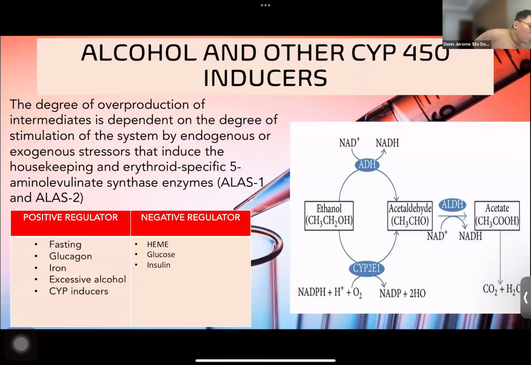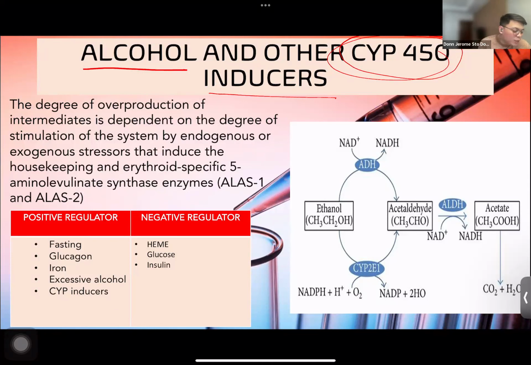Let's now discuss alcohol and other CYP 450 inducers. In exams, no, sa exam, and in clinics, no, pag naging doctors na kayo, patients with porphyria would usually come to the emergency department, no, or to your clinic with attacks of porphyria after binge drinking, after intake of cytochrome P450 inducers. Okay? Tatandaan niyo yan. Sige. So, bakit?